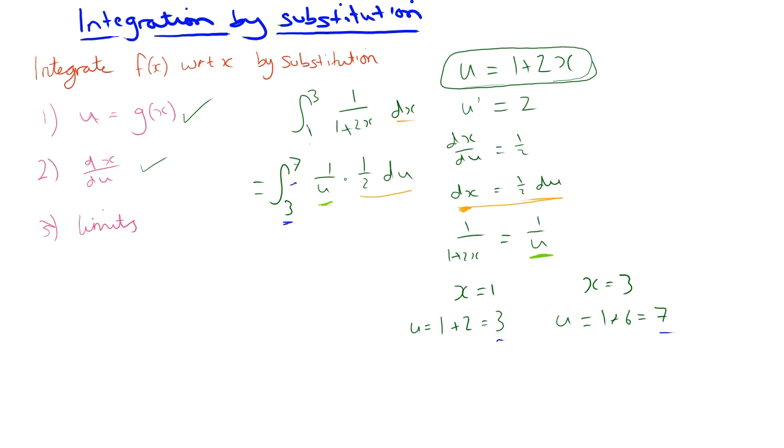From here on in, we treat this as a normal integral, so I'm going to take the half outside of the integral sign. So we've just got to integrate 1 over u du. I make that ln of u between 3 and 7, sorry. Which is going to be a half ln 7 over 3.